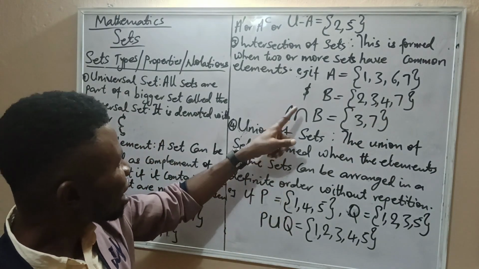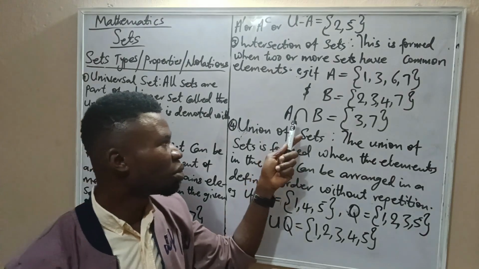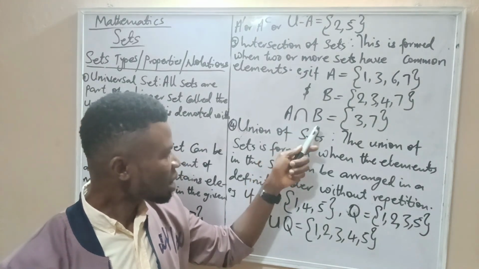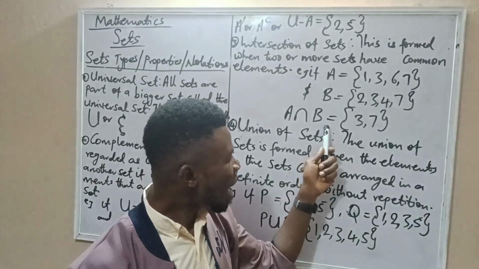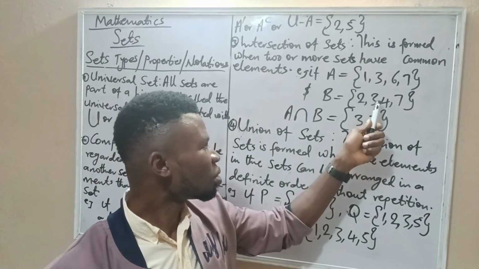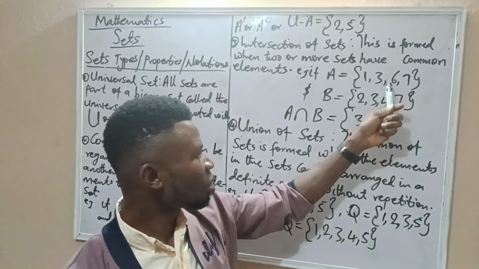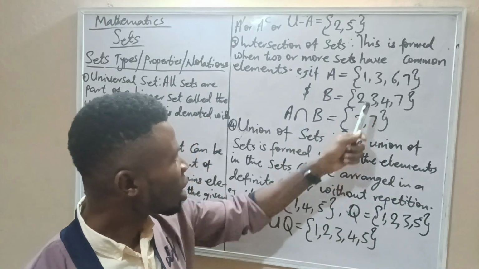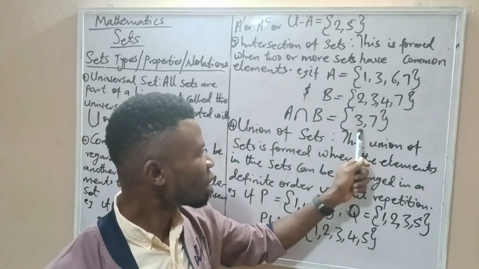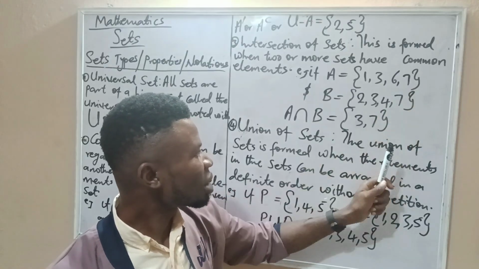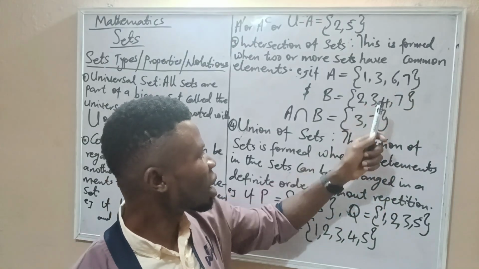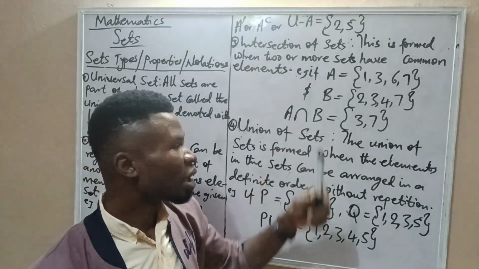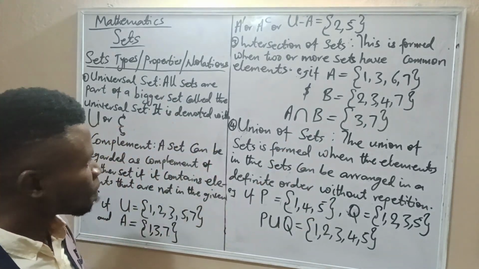Now, A intersection B, this is the symbol for intersection. A intersection B are those elements that are common. That means elements that are in this one and are also in this one. That is what they call A intersection B. And if you check, 3 is here, 3 is here, and then 7 is here, 7 is here. There is no other element that is here and here. So 3 and 7 are the intersection of A and B.